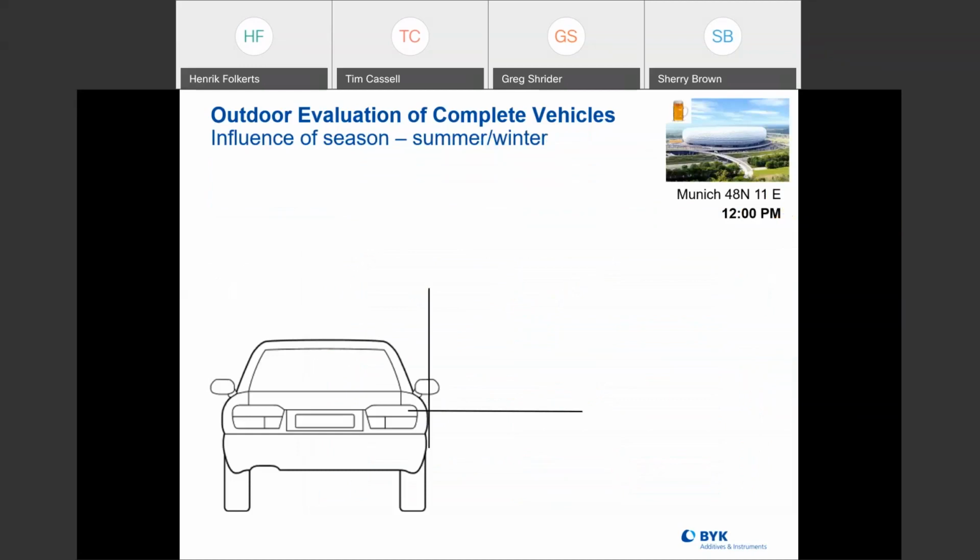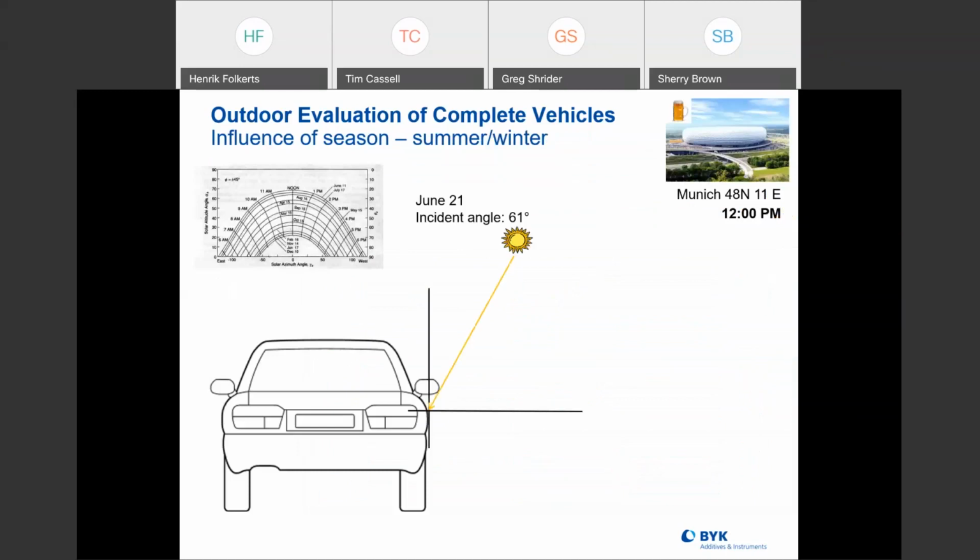Also, depending on the time of year, you can have different angles of incidence of light. If I am in Munich in June, my angle of incidence is 61. If it's September or March 20th, my angle of incidence is 40. And if I'm in December in Munich, my angle of incidence is 18.